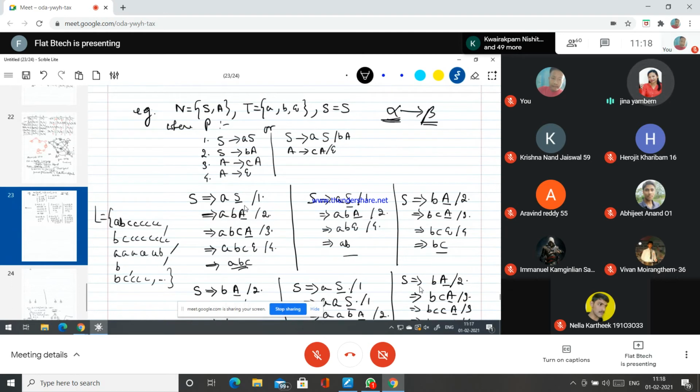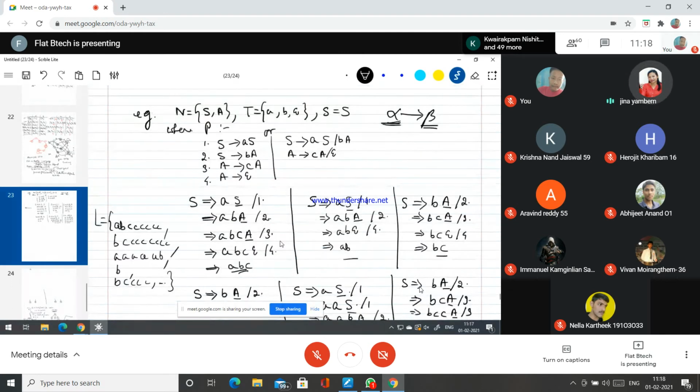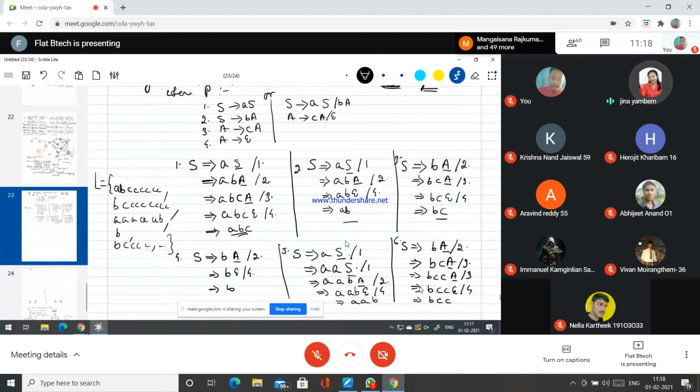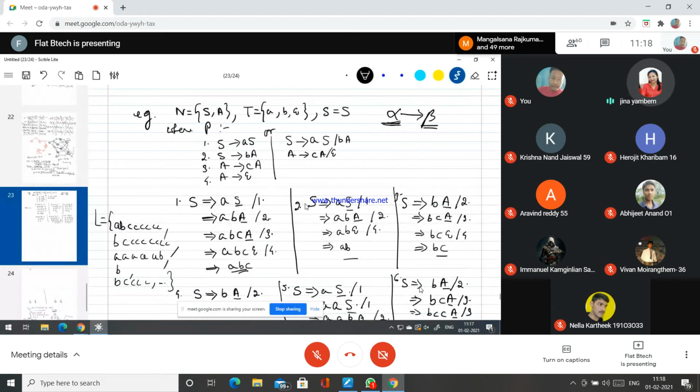And then one more thing, in my class I have tried to generate possible strings of first, second, third, fourth, fifth, sixth length. So many possibilities might be there. You please go back and check it by yourself. This is one example of regular grammar.